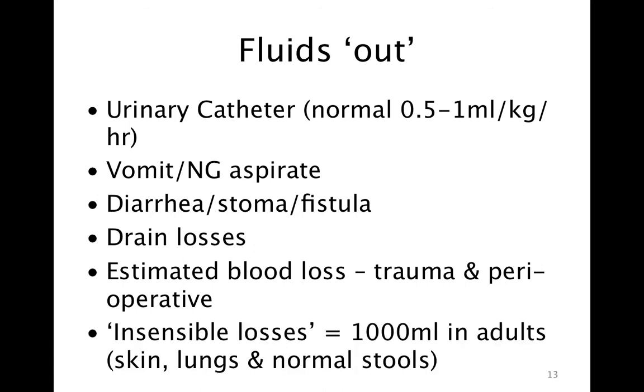Insensible losses is the fluid loss that cannot be measured, which includes sweat, estimated to normally be roughly 500 ml a day, fluid loss from the lungs on expiration, 400 ml a day, and normal stools, 100 ml. In a normal 70 kilo adult, this is estimated to be roughly 1000 ml a day. In children, insensible losses can be calculated using 400 ml per square meter.